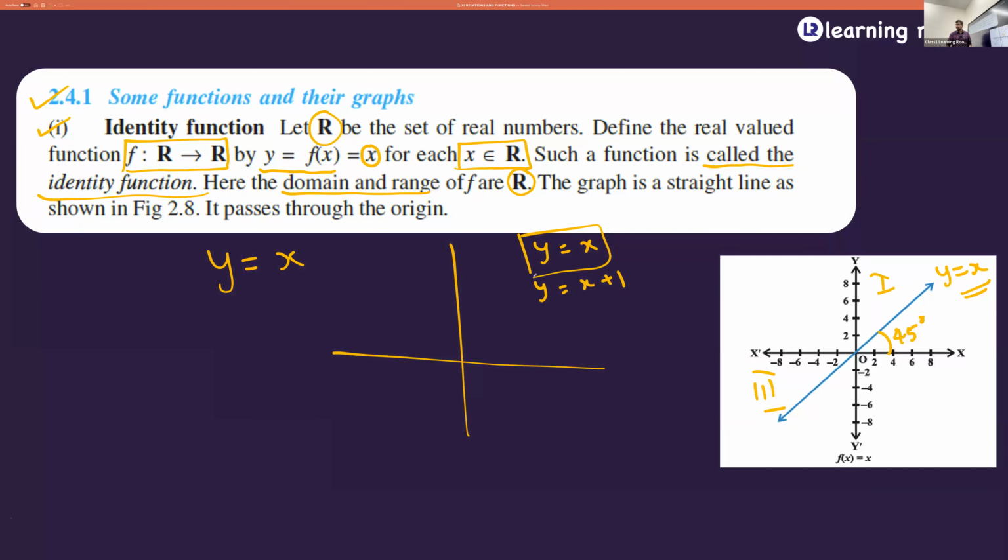If you don't have any constant added or subtracted to it, here if you observe y is equal to x, are you able to see any constant? X is a variable, y is also a variable, right? So there is no constant added to it, it will always pass through the origin. This is applicable for any graph, any mathematical equation. Any mathematical equation that does not have a constant added or subtracted will always pass through the origin.